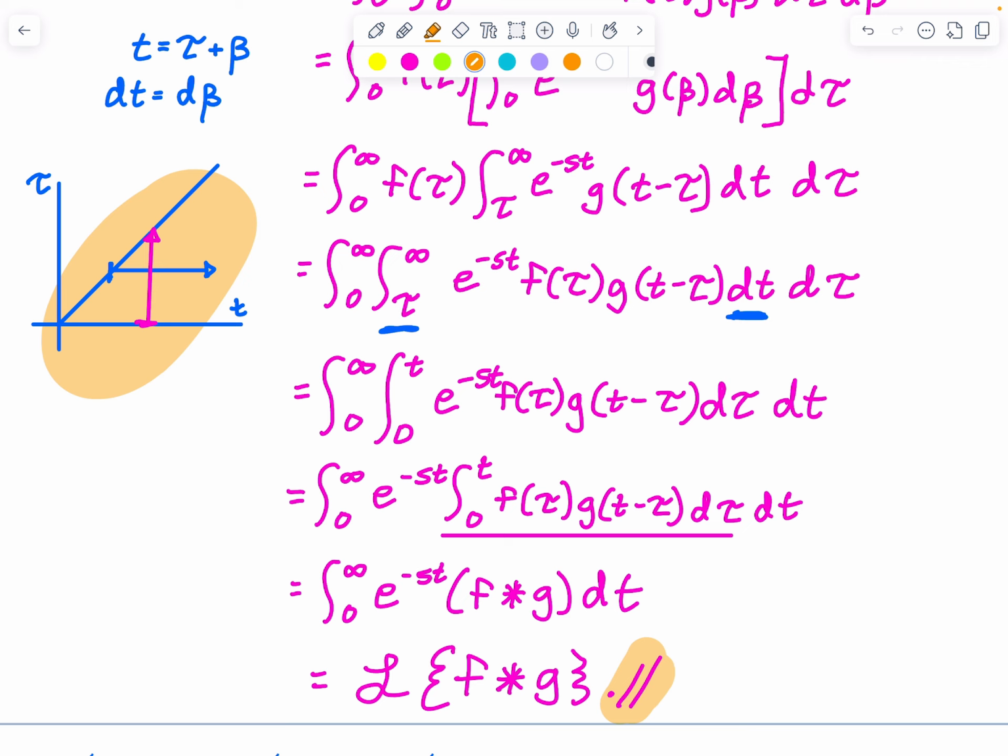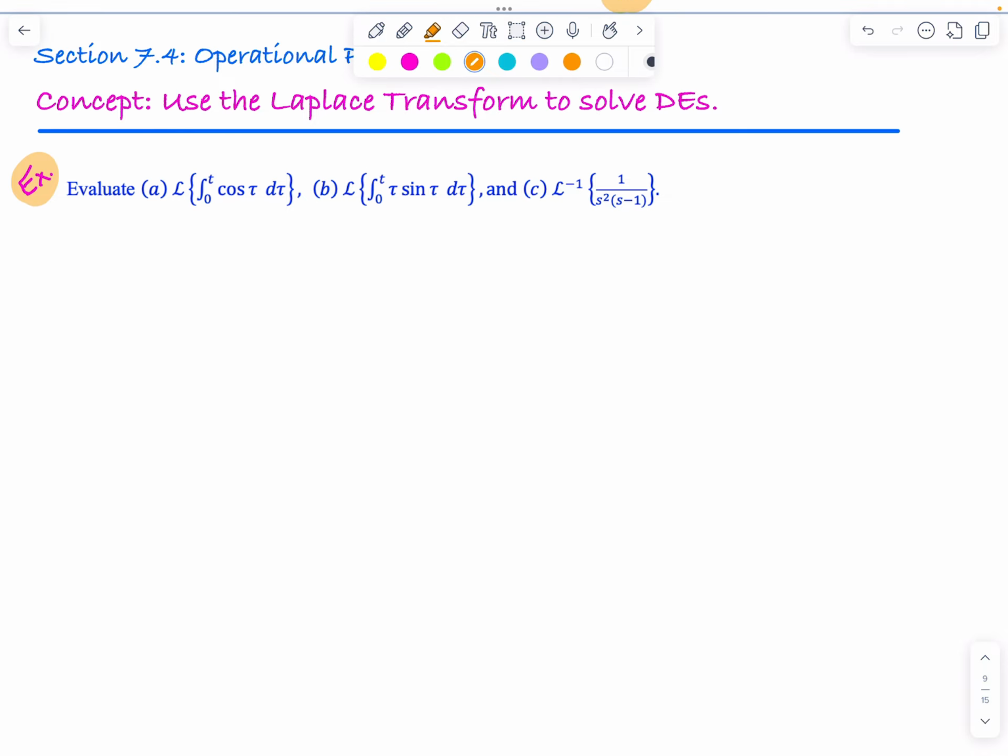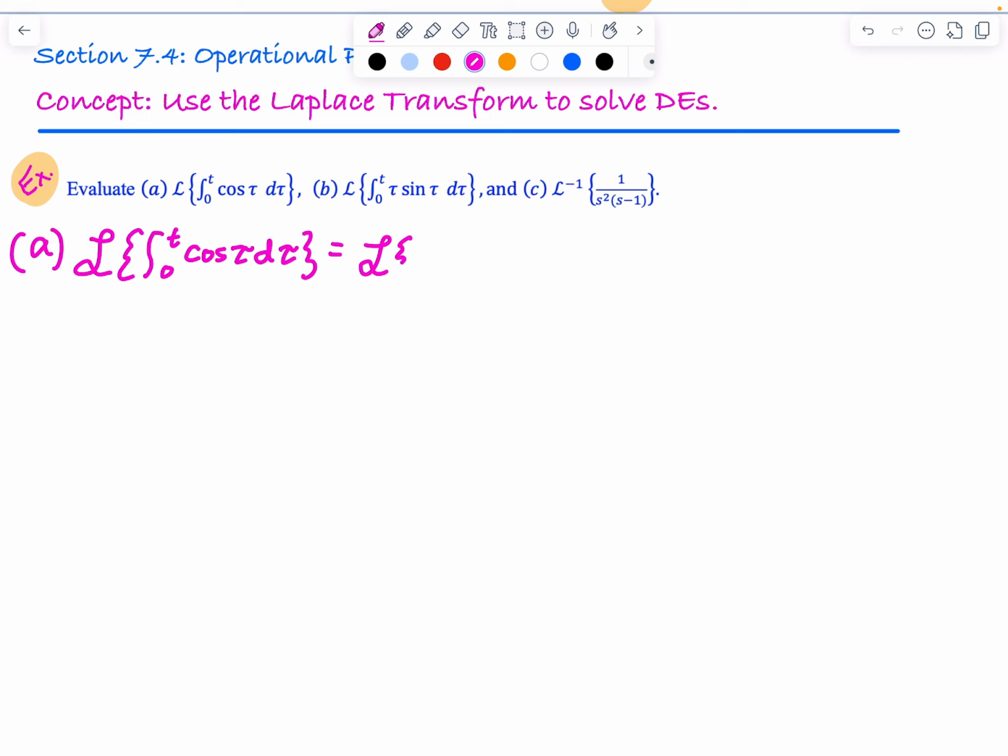So, all right, let's go ahead and put it into application with 3 problems here, and show you how it makes our life easier. So let's start with A. A says take the Laplace of the integral from 0 to t of cosine of tau d tau. Well, this is just the convolution, and this might seem kind of weird, but this is the convolution of 1 convoluted with cosine of t.